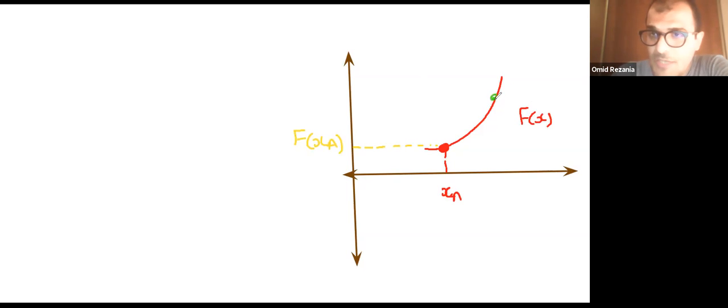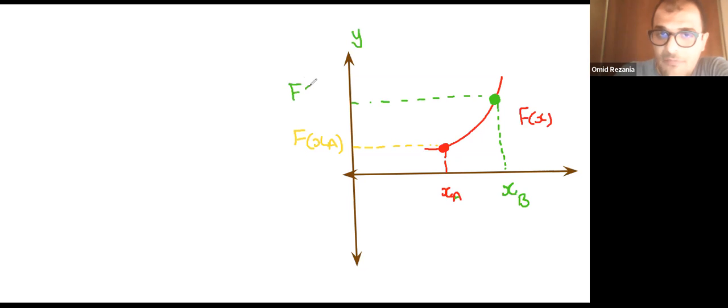The other thing which I do, I just come here and pick up another point. I get this point, and the point which I'm just going to pick up can be any point, it doesn't matter. I'm going to call that x of b. It was x of a here, it's going to be x of b. And equivalently, I can find its corresponding value on the y-axis, which is going to be f of xb.